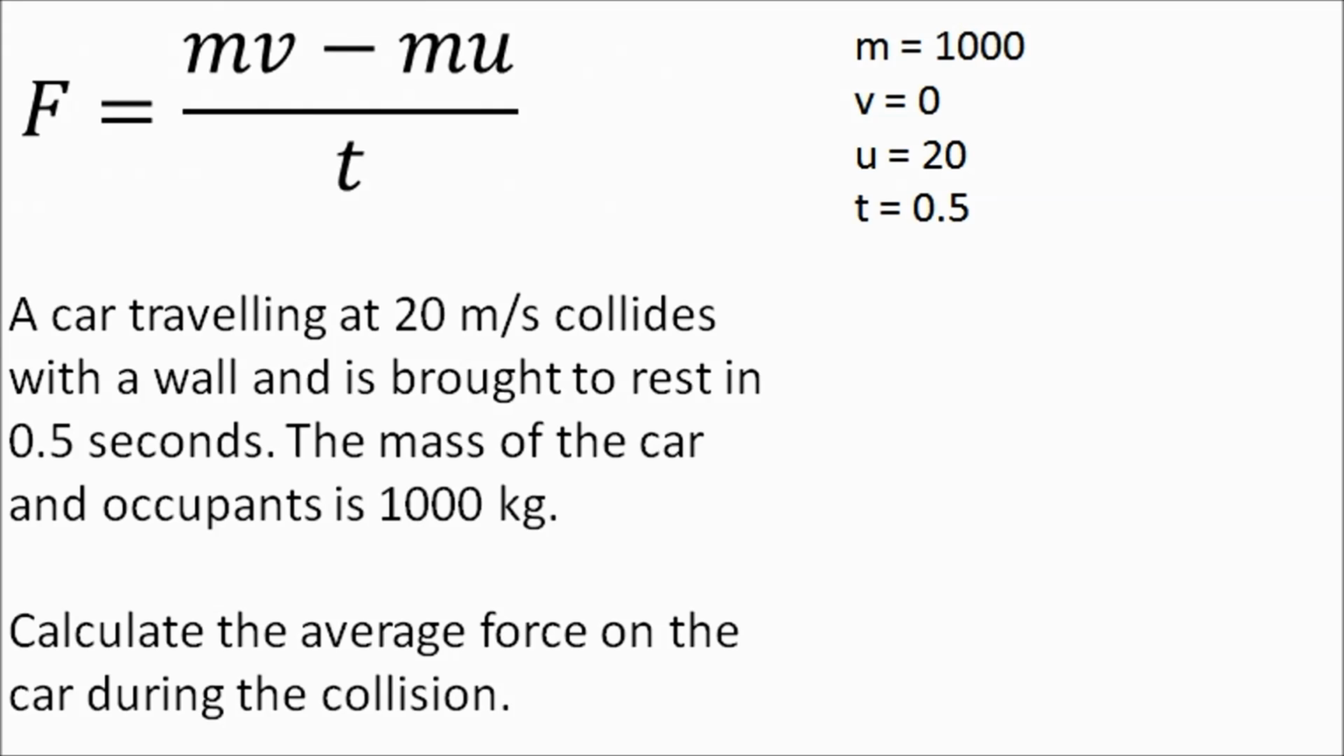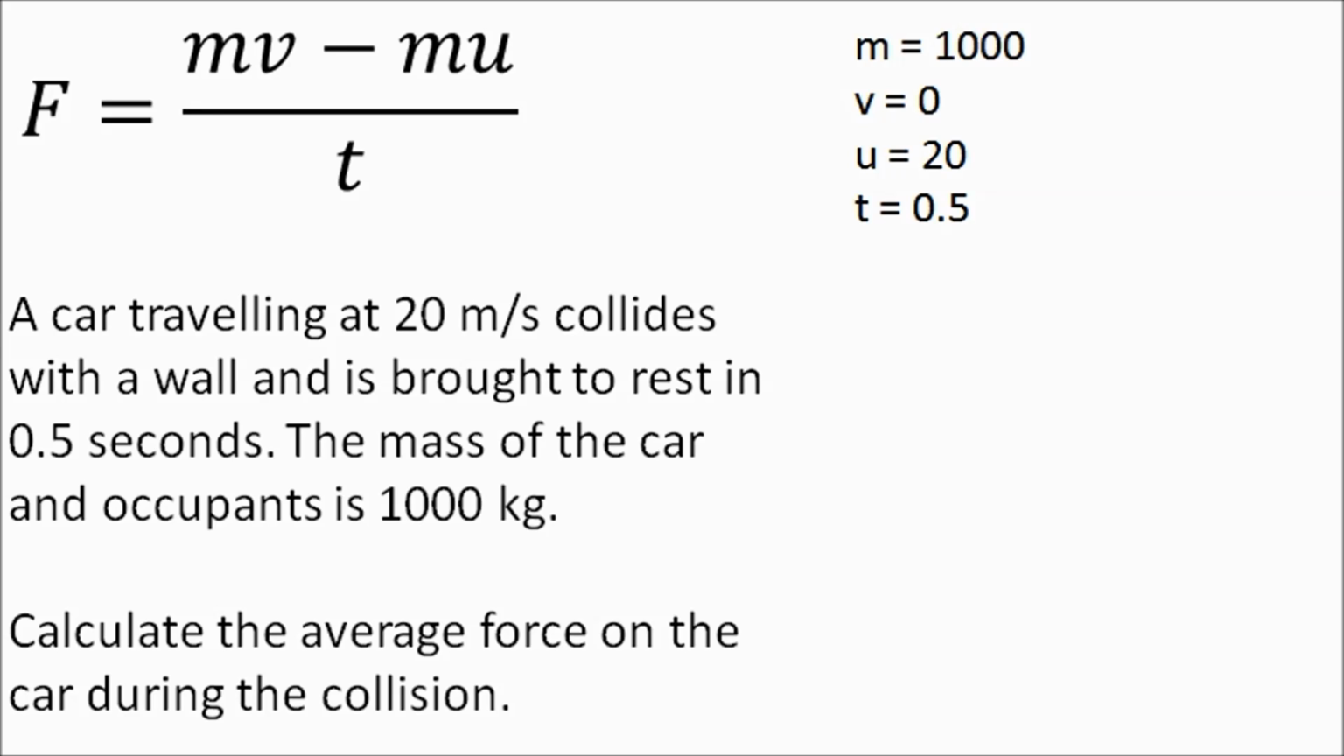So the mass, it tells us, is 1,000 kilograms. Now v is 0. v is our final velocity. Now here's the only tricky part of this question. It says, and is brought to rest. If it's brought to rest, that means its final velocity is 0. Its initial velocity was 20 meters per second, and it took 0.5 seconds for this crash to happen.